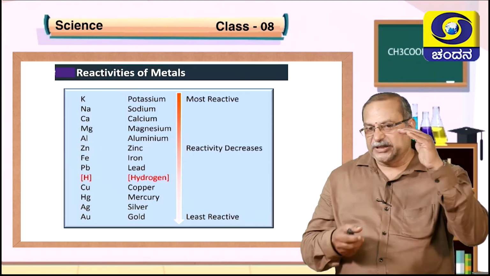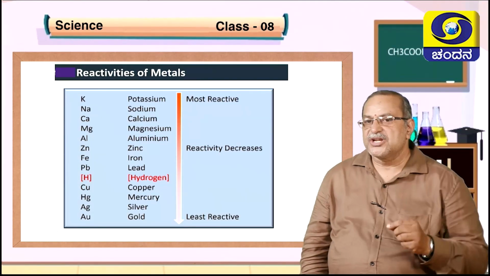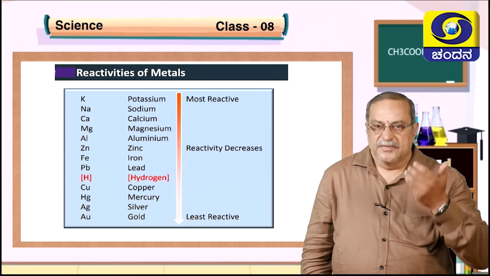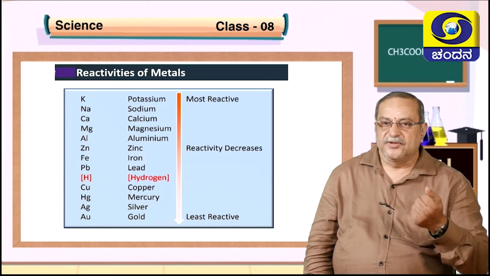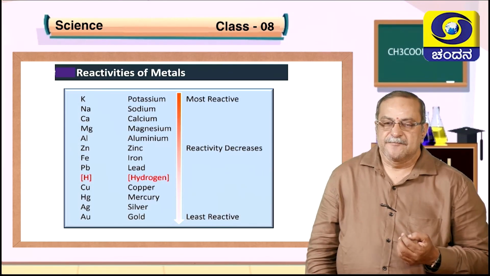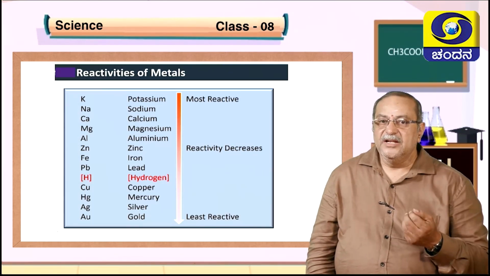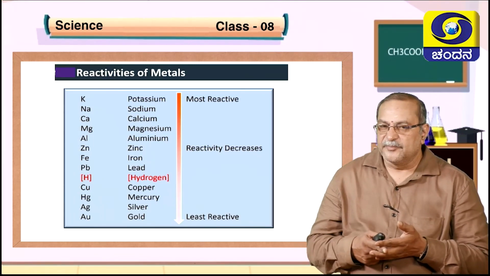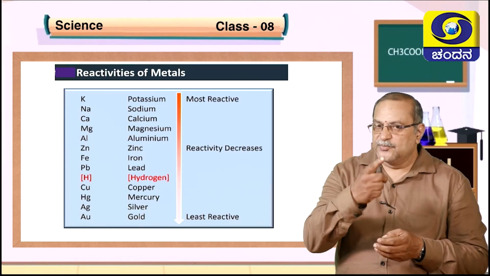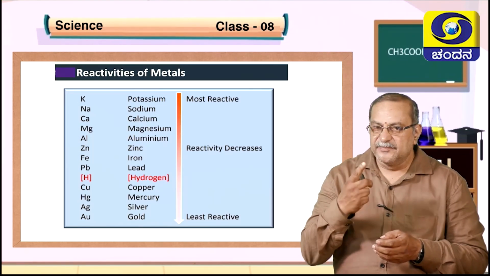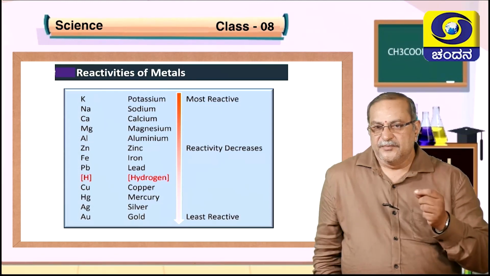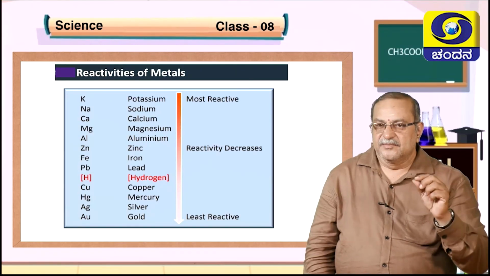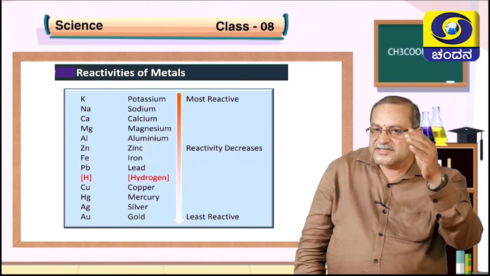So the first ones, potassium and sodium, are most reactive, highly reactive. If you just expose them to the air, they will react with the oxygen or carbon dioxide in the air to form their respective salts. Even in moisture they will react, and they are also soft metals. I have learnt it in the earlier classes. Up to calcium they are most reactive, and from magnesium their reactivity decreases as we go down.